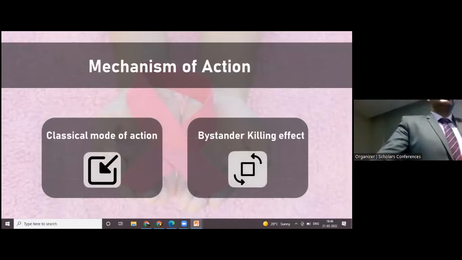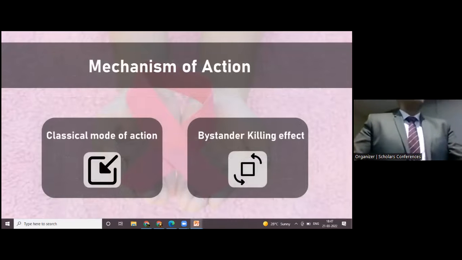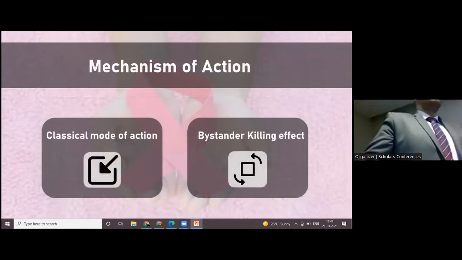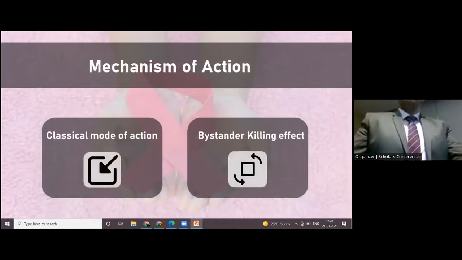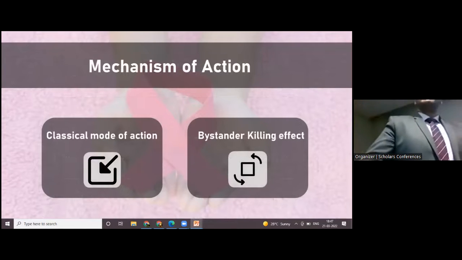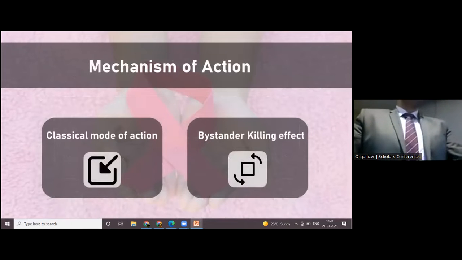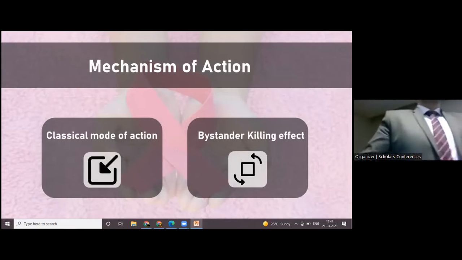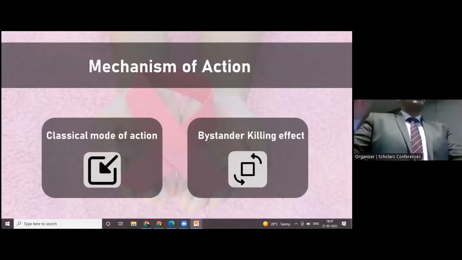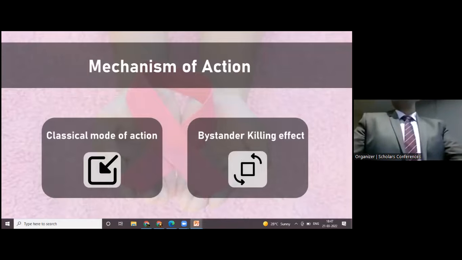About mechanism of action, there are 2 mechanisms of action. The first one is called the classical mode of action, in which the ADC gets inside the cell and then the linker is cleaved, putting the cytotoxic drug inside the cell and killing it. The second mechanism of action is called bystander killing effect, in which the linker is cleaved around the cell. So the cytotoxic drug spreads to the other cells, making it a little bit stronger and more potent.